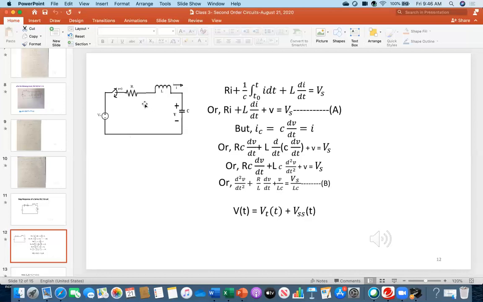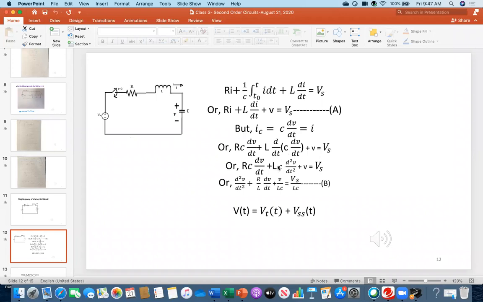But here you see, because we suddenly connected this source, what is the current expression? The same current will flow through the inductor and the capacitor. That's why I have written IC equal to C dV by dt, which equals I. Now substitute this I value in expression A. So what are we getting? R times C dV by dt, then L d by dt of the I value, which is this one, plus V, and this is Vs. Then this is RC dV by dt.